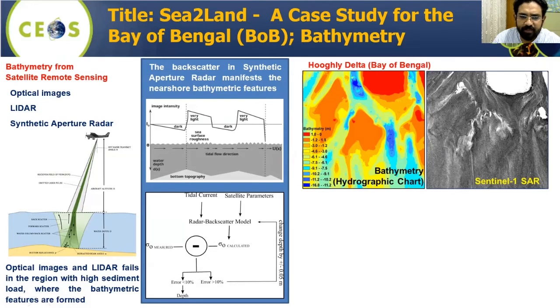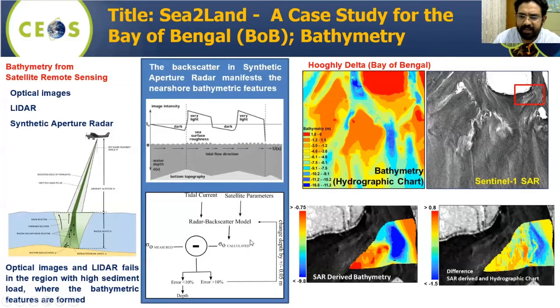The radar backscatter model is used to estimate the sigma naught using the auxiliary parameters, and iterations are carried out by changing the slope to match the observed sigma naught. Thus, the bathymetry of the features is estimated, and we can see that the features are highly dynamic in nature. The rightmost panel shows the difference between the SAR derived and the hydrographic charts, where we can see the deepening of the channels and deposition along their sides.